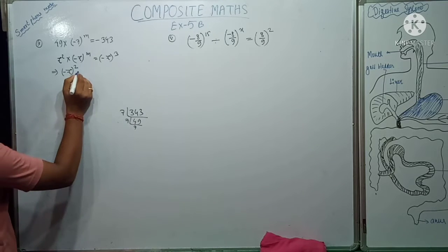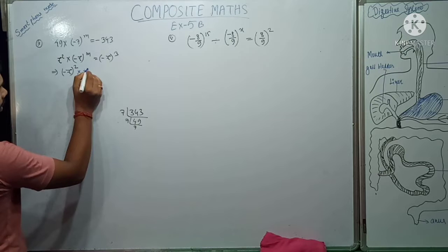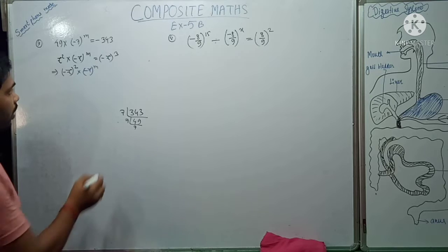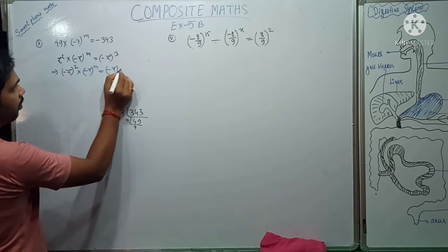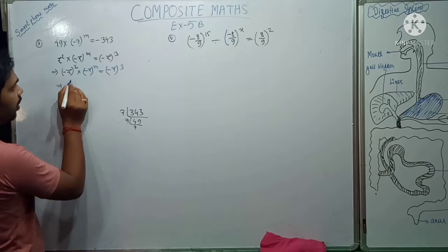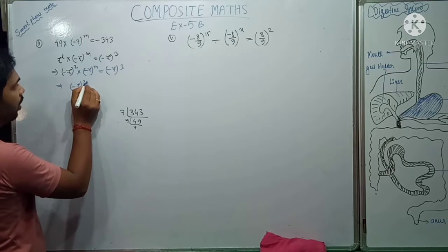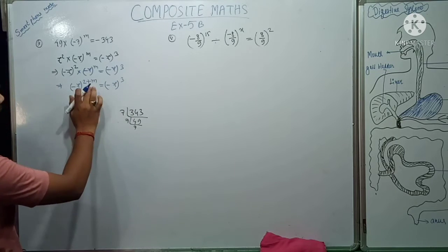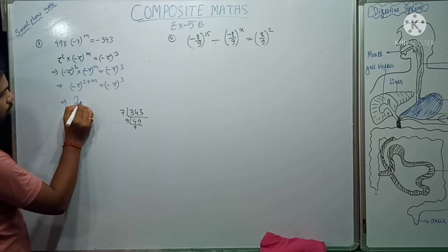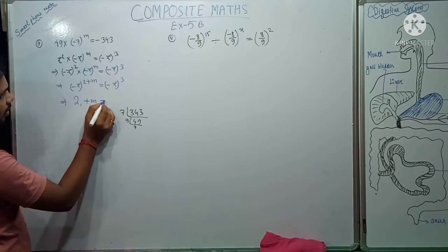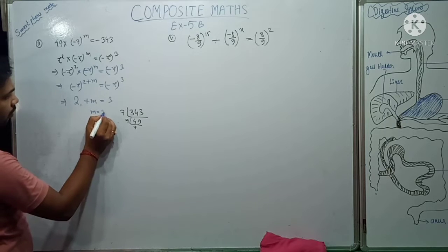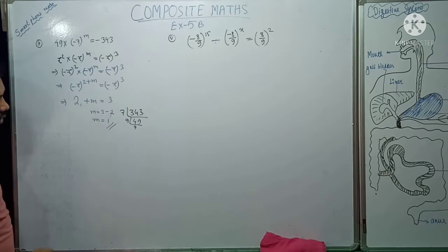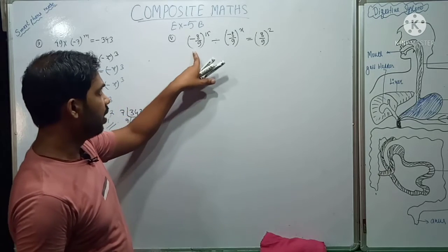So it is minus 7 whole square into minus 7 whole power m. You can express this number like this also, minus 7 whole power 3. Now you see the bases are the same, then powers will be added. So it is minus 7 whole power 2 plus m is equal to minus 7 whole power 3. Now you see the bases are the same, then powers will be equal. So 2 plus m is equal to 3. So m is equal to 3 minus 2. So m will be equal to 1. This is our result.